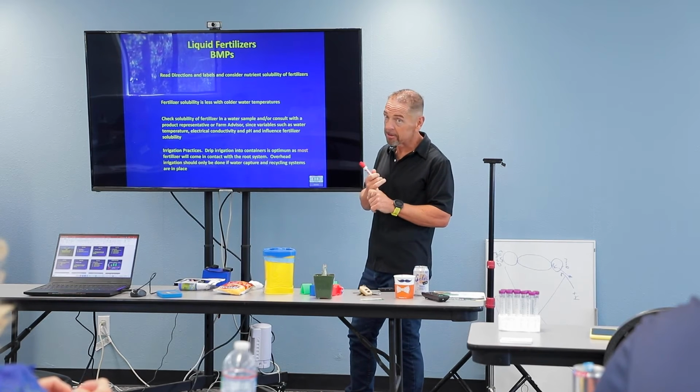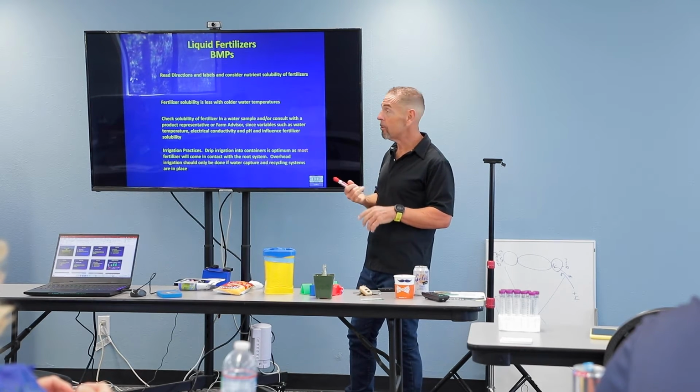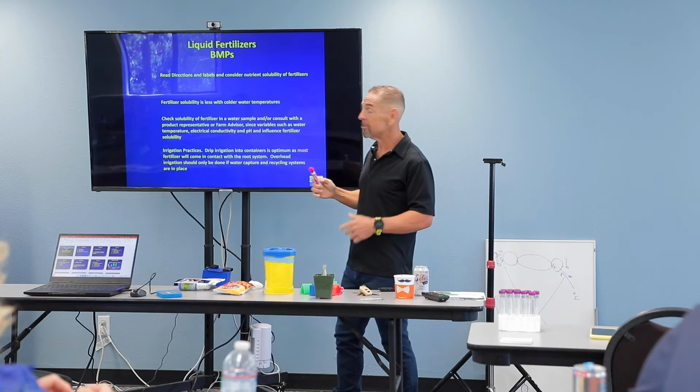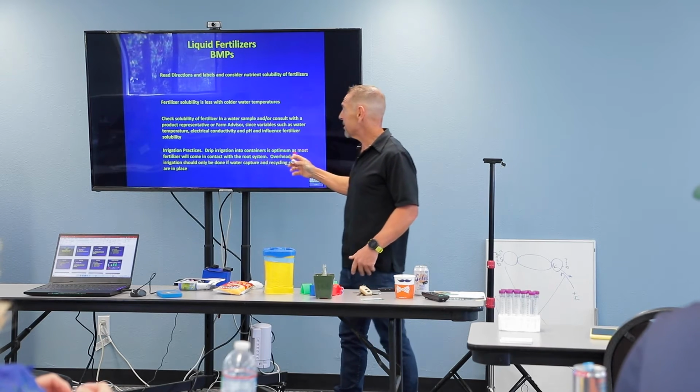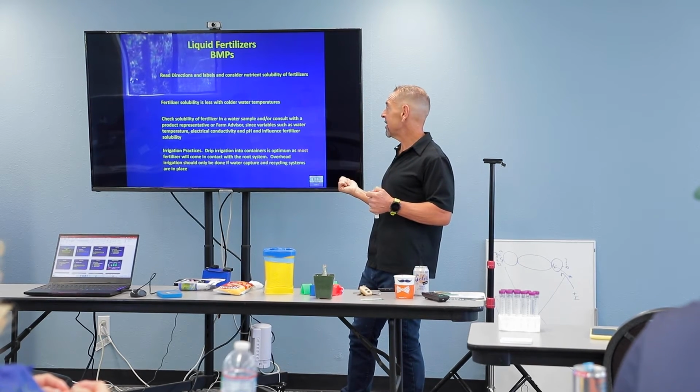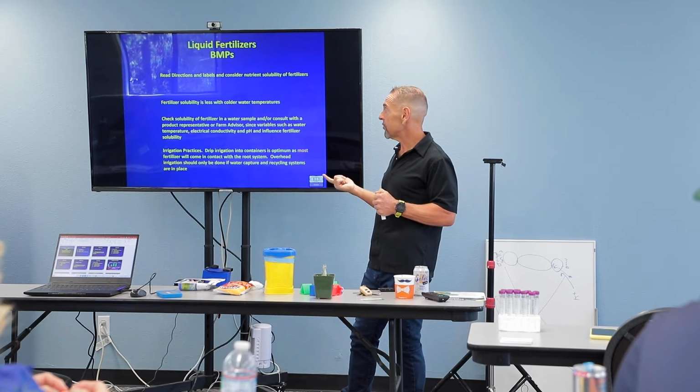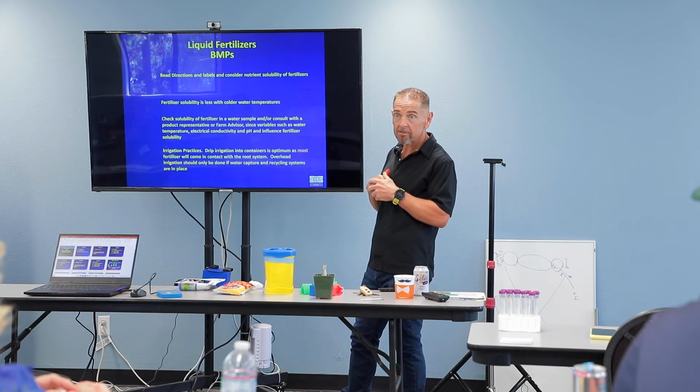And then we're going to talk about alkalinity later with water quality and the irrigation water, and it's an issue. Irrigation practices: drip irrigation in containers is optimum, as most fertilizer will come in contact with the root system, right?